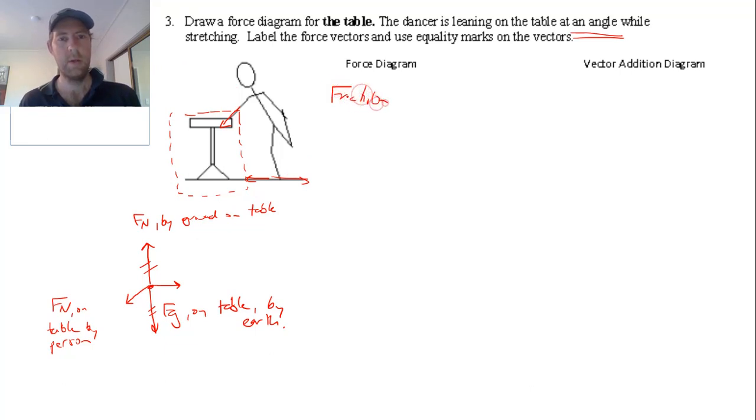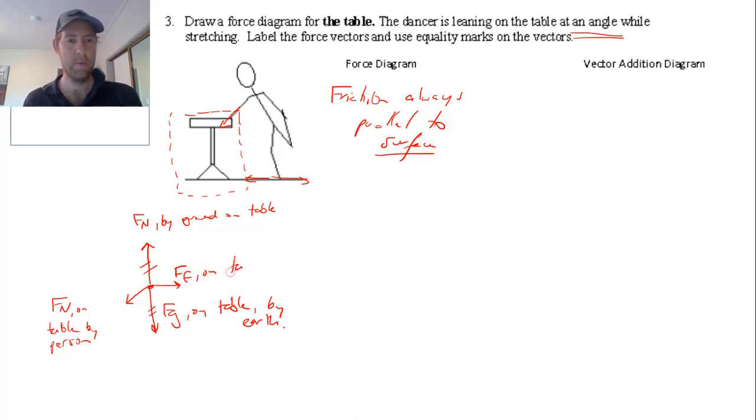Friction always parallel to surface. So here's my friction on table by ground. Now I got to do my vector addition diagram.